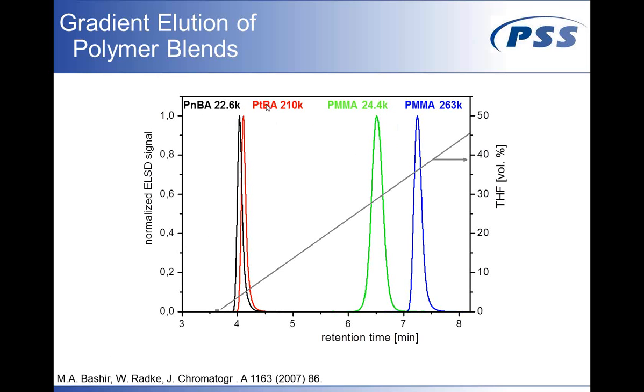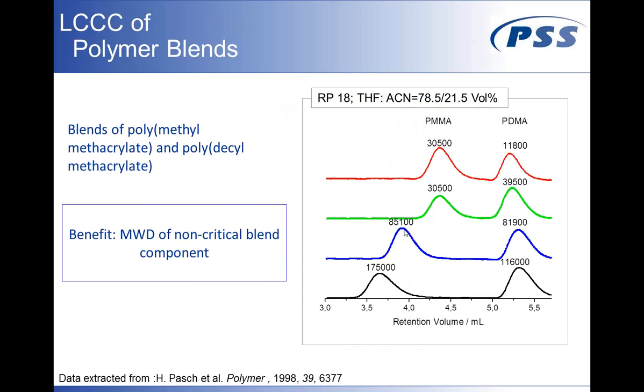But the N-butyl acrylate and the T-butyl acrylate elute much earlier, but because they are of very similar polarity, they are quite close to each other. However, 25% of you said that liquid chromatography under critical conditions might also be helpful. And indeed, this is the case.